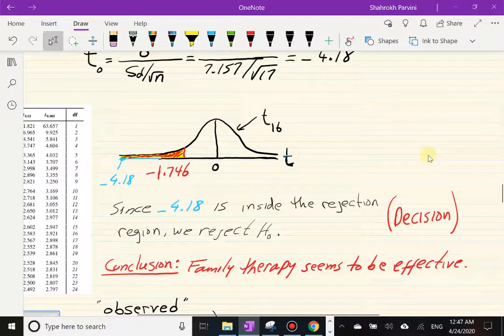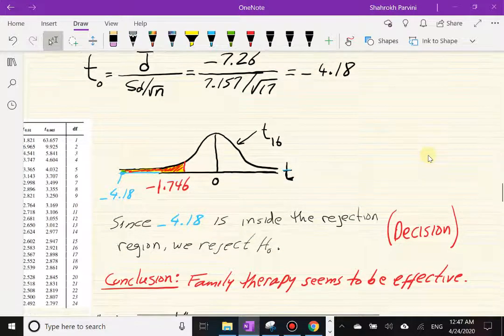And there you go. So because negative 4.18 is inside the rejection region, our decision is to reject. What's the conclusion? Remember, decision is pretty generic. You reject or you don't reject. That's decision. The conclusion is important. The conclusion is always in context of the word problem or in terms of the research. So our conclusion is family therapy on average seems to be effective.